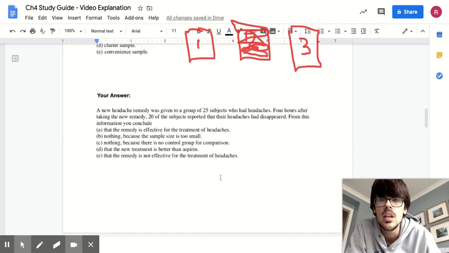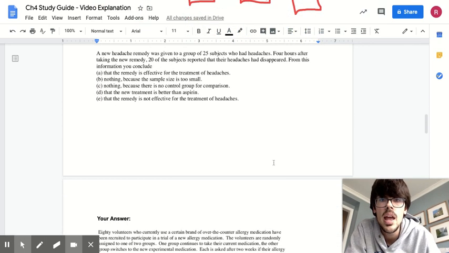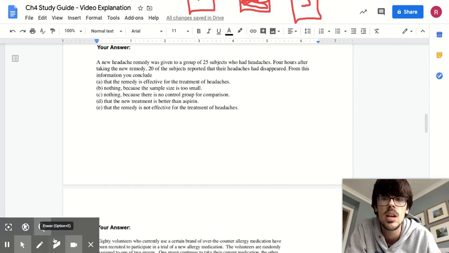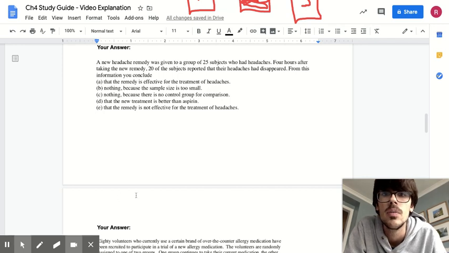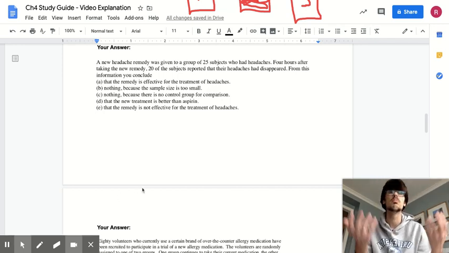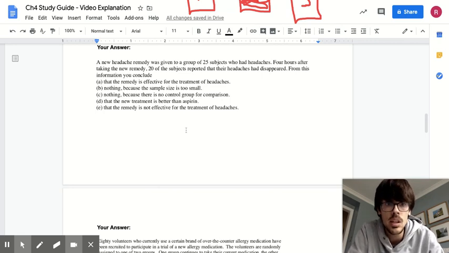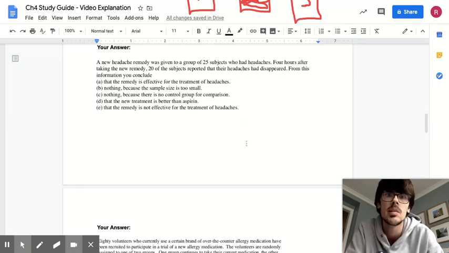Third question is looking at headaches here. We have 25 people who had headaches, and we decided we're just going to give all 25 of these people a new magical remedy, some sort of medicine or something like that. And then we check in with all 25 of those people 4 hours later, we find out that 20 of them say their headaches are gone.